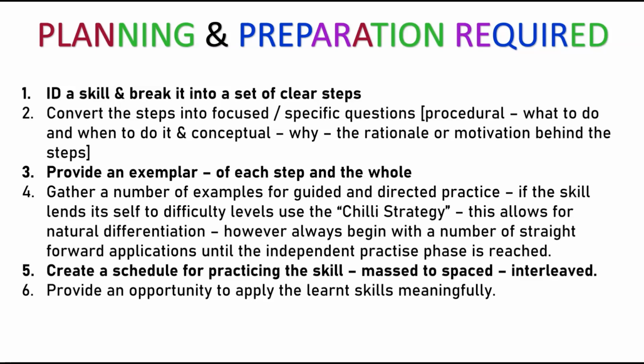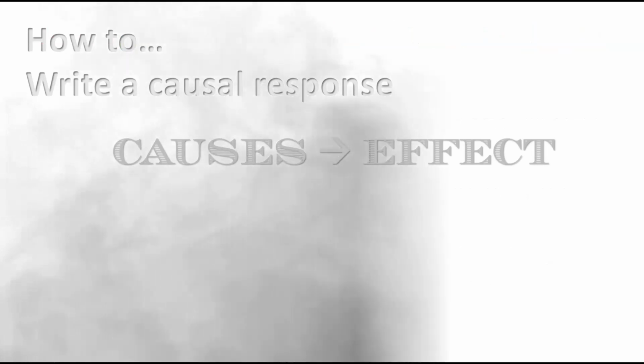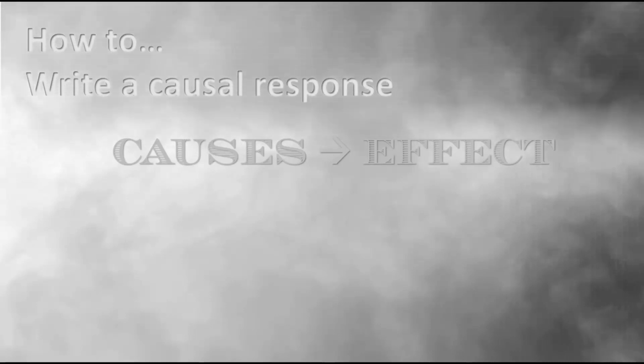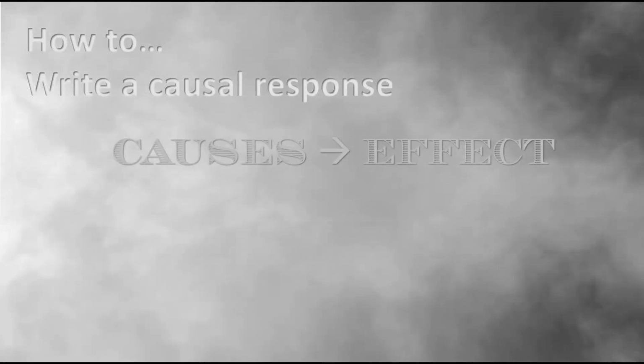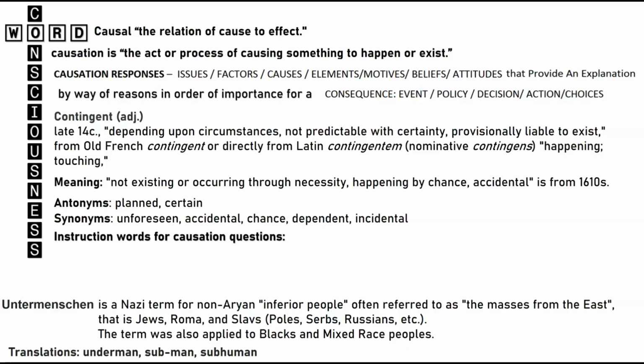And what I've done next is I've modeled the strategy for you. So how to write a causal response, cause and effect. And as you know, you teach a strategy using words, and gradually, as the strategy becomes automatic, it becomes a skill. Here's my word: causal, the relation of cause to effect.